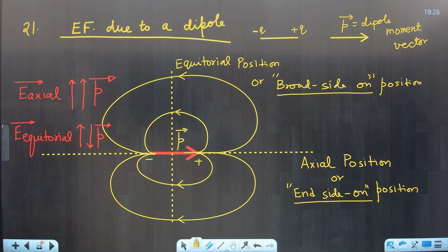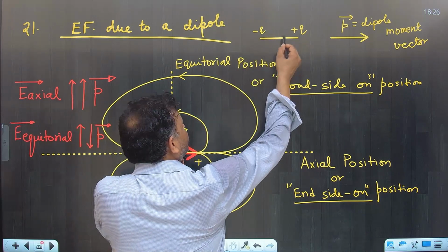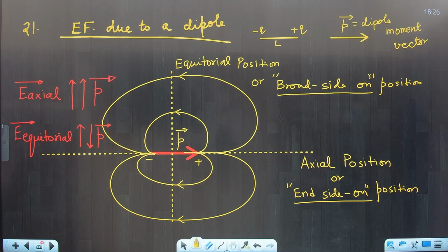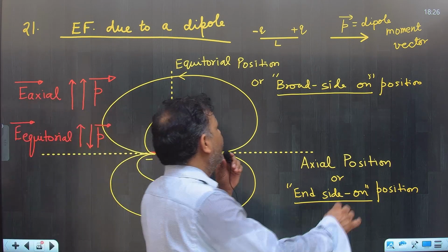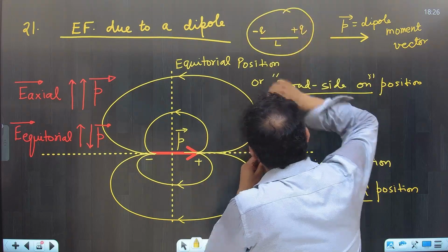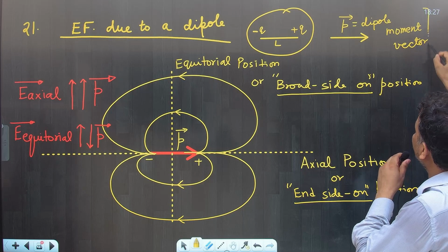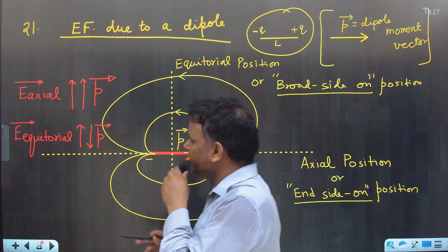Electric field due to a dipole. What is a dipole? When two charges, minus q and plus q, are kept at some distance, this is called a dipole. And when we are interested in the electric field at a point far away from this system, it is called a dipole. So dipole means having two poles, minus q and plus q. P vector is the dipole moment vector. We have to introduce a new term, P vector, that is the dipole moment vector.